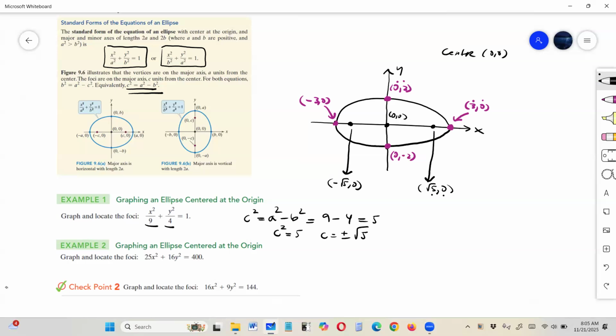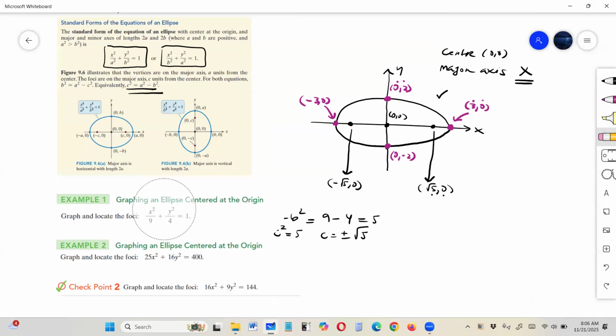Now, once you find all of these points, the center and the foci, you have finished, right? You probably want to graph the ellipse or to indicate that the major axis is the x-axis, okay? And then you're done with the problem. All right, so this is example 1.